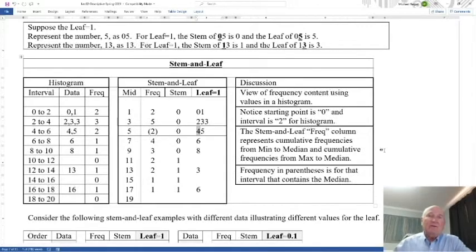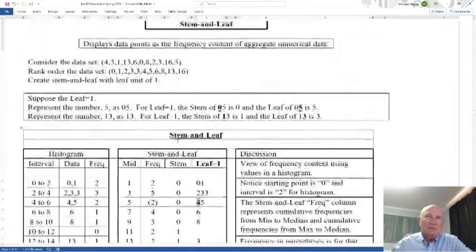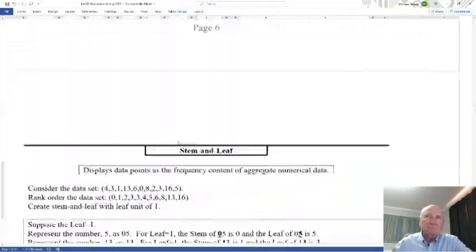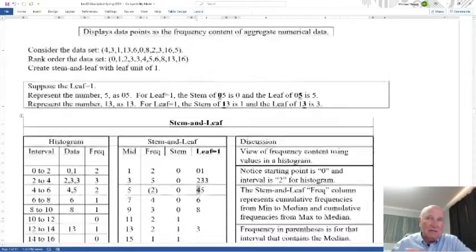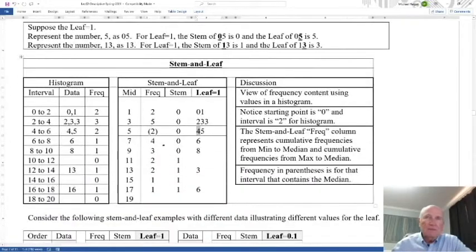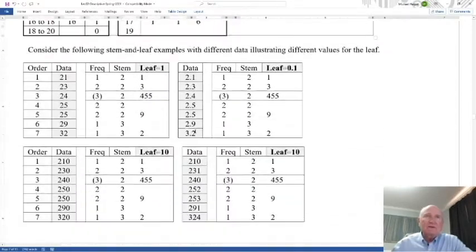But now that we have these, we can determine the mean, we can determine the different percentiles. And we'll do that down below in a minute. But now we have the median. Okay, so let's consider different stem and leaf examples with different data.